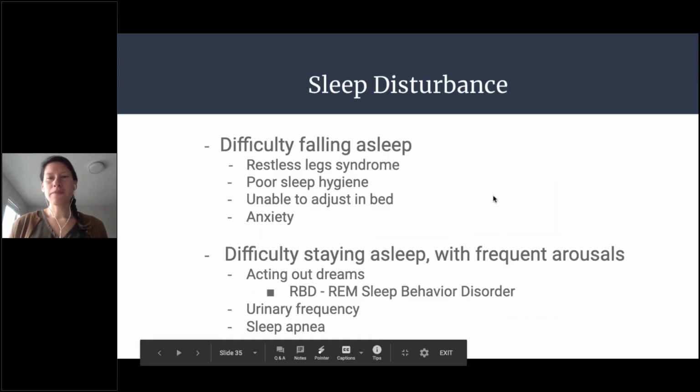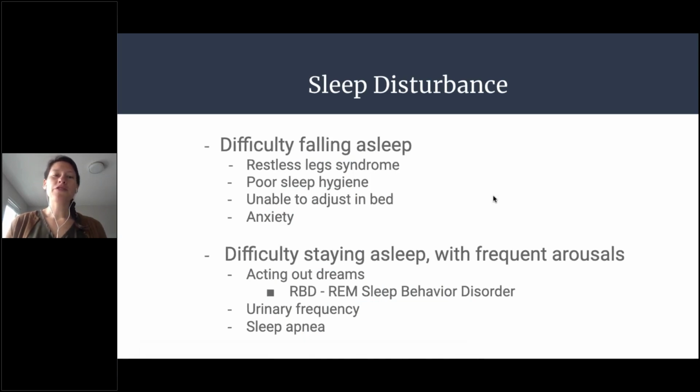Okay, so there are a couple different kinds of sleep disturbances. One could be difficulty falling asleep, and another is difficulty staying asleep with frequent arousals. And there might be multiple reasons for both of those things. So people might have difficulty falling asleep because they have something called restless leg syndrome, which I'll go into more towards the end. Another reason could be because of poor sleep hygiene, and I'll discuss a little bit more about what that is in the next coming slides.